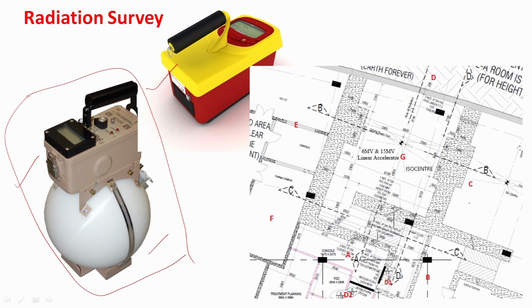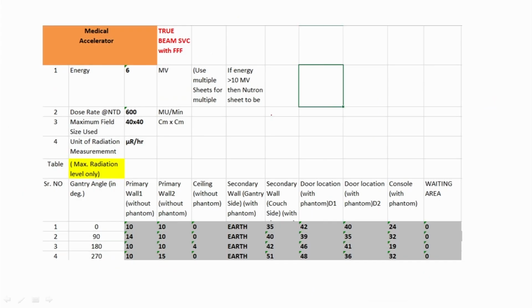So this is a layout picture. You can see that this is a linear accelerator bunker for a 6 and 15 MV linear accelerator. This is the isocenter, primary wall, and these are the points. Like in cobalt, we have indicated the points, door D1, door D2. This is a console, this is another area. Here are the points, and similarly we have to create a table. And this is the way you need to report a radiation survey to the AERB.